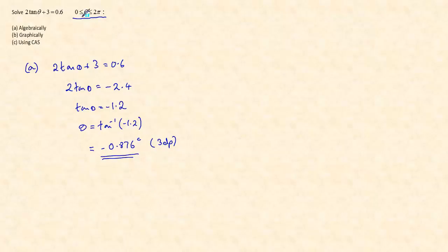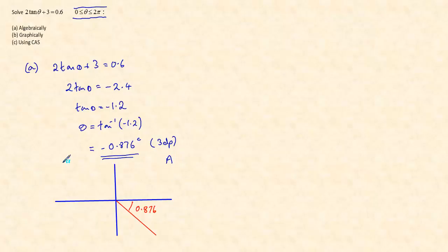Now, is that the only solution? Well, we're going from 0 to 2 pi, and this one isn't even in the range 0 to 2 pi, so this isn't one of our solutions. So what we need to do is use the CAST diagram. And so this first solution is actually down here, such that the angle here is 0.876.